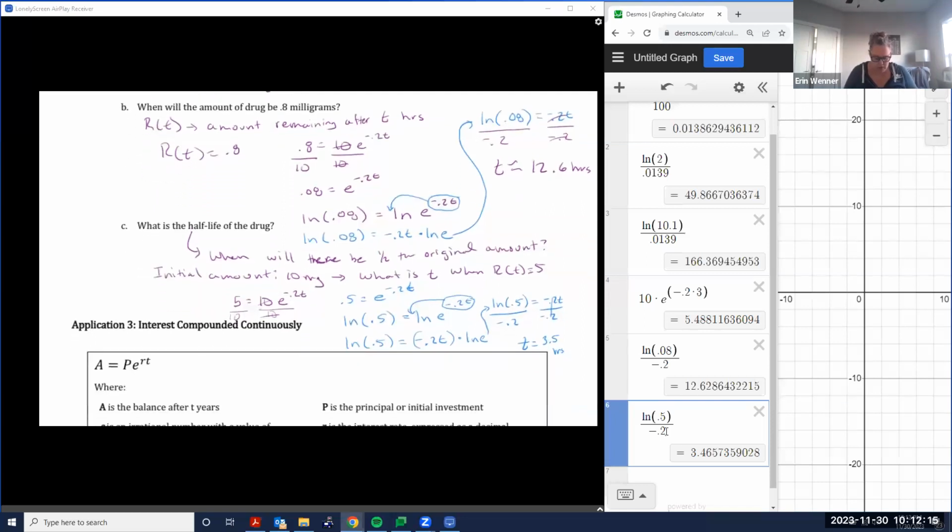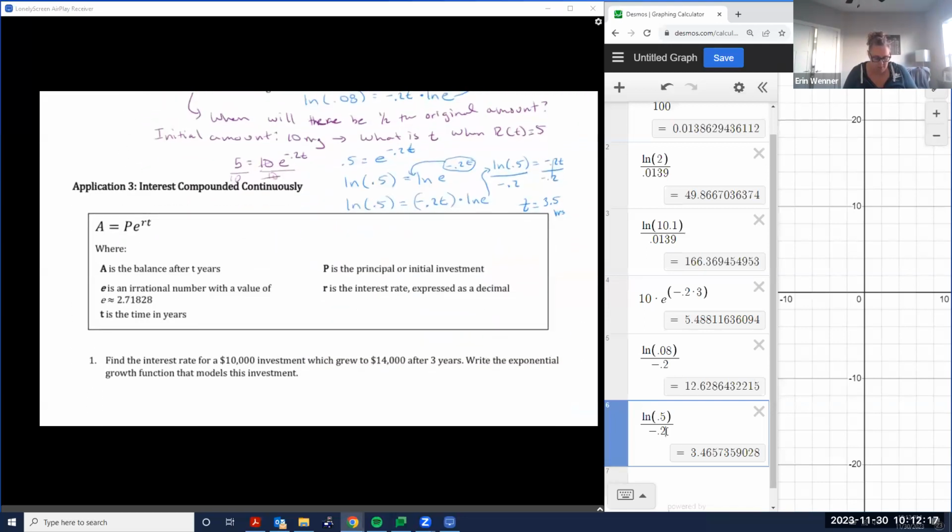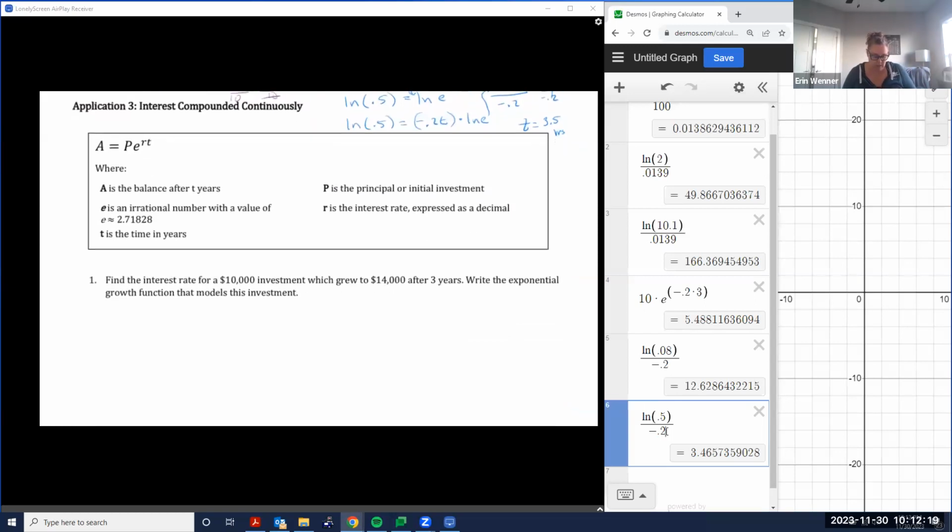And then as we talked before, compound interest, right? So the idea of continuously compounding interest, we have that formula, A equals P times E to the RT. Again, A is your balance, P is your principal or your initial investment, E is that number that we deal with, R is your interest rate expressed as a decimal, and T is your time in years.